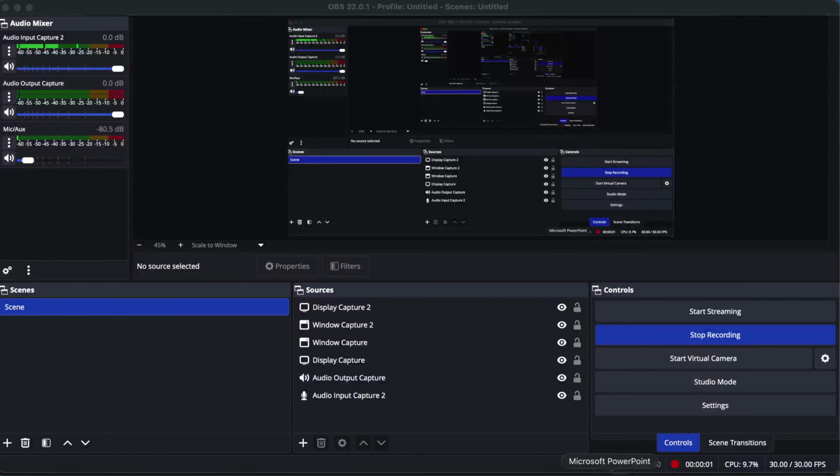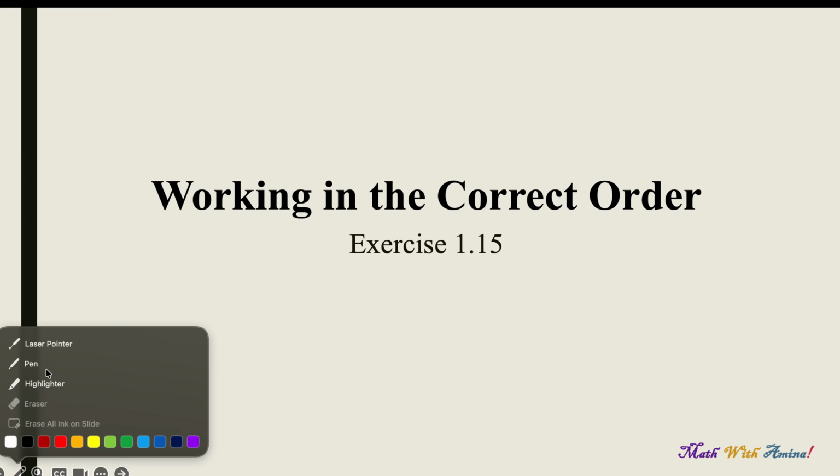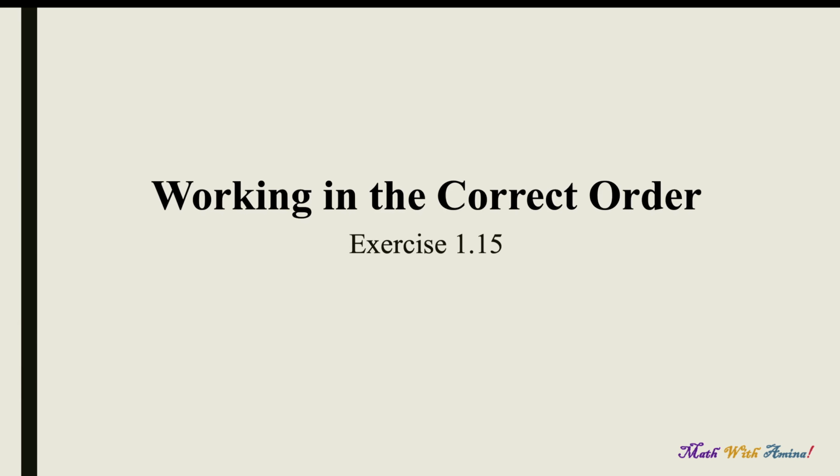Hi everyone. In this next exercise, we have a set of expressions where we need to apply the correct order of operations. That means following the rule of BODMAS: brackets first, then exponents, then multiplication and division from left to right, and finally addition and subtraction from left to right. We'll go through each expression step by step, and I'll show you exactly how the order changes the answer and why it's so important to follow it correctly. So let's just begin.